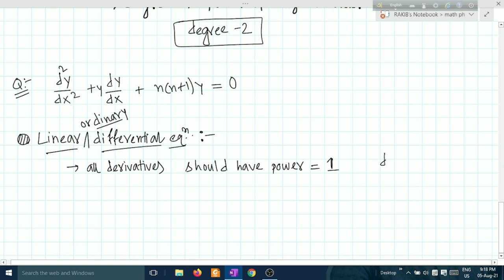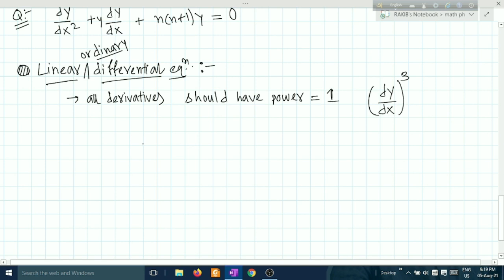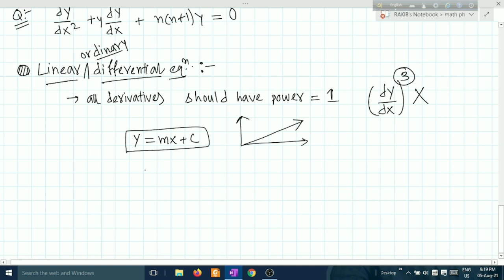This means you do not have any term like, let's say, d2y by dx2 to the power 3. This is not linear, this is non-linear. Why is it called non-linear? I think you know the fact that y is equal to mx plus c is linear. I am just justifying why it is called non-linear. It is not linear because a cubic term is present. This is the equation of a straight line, and this, y is equal to say 4x square, is the equation of a parabola.